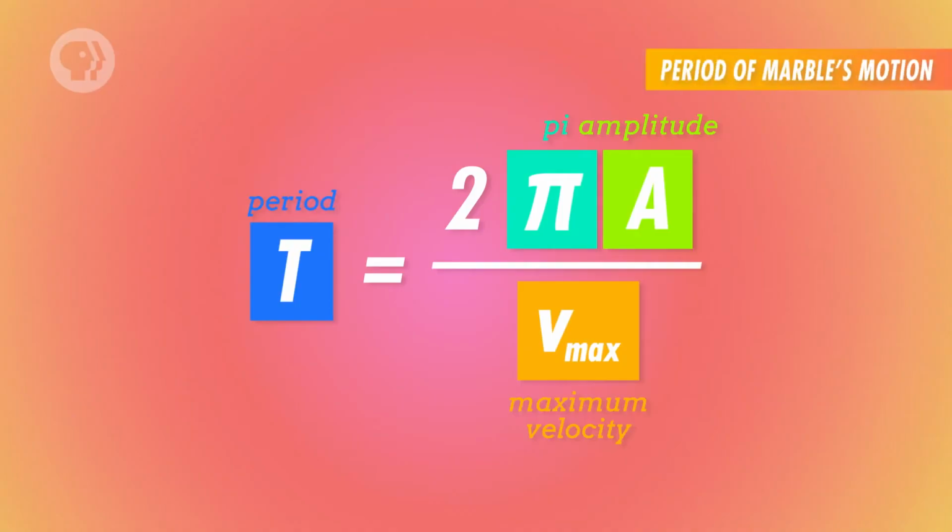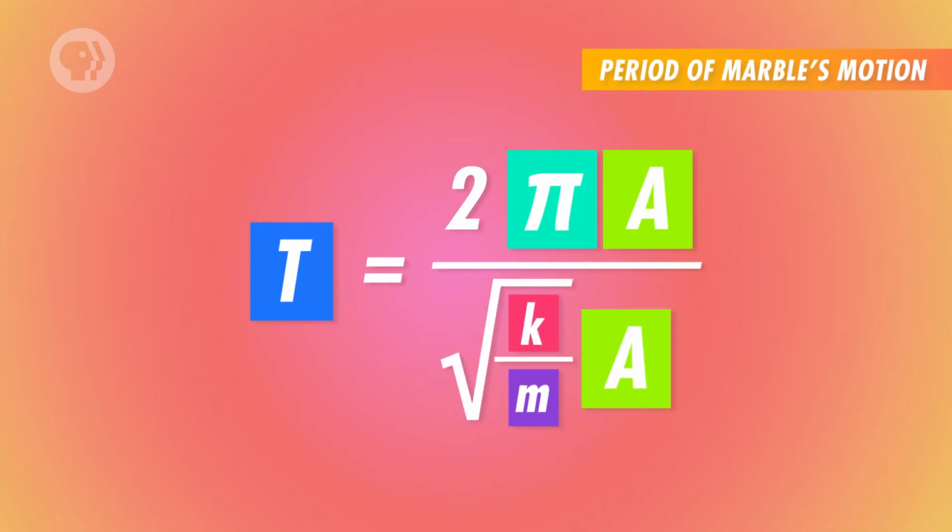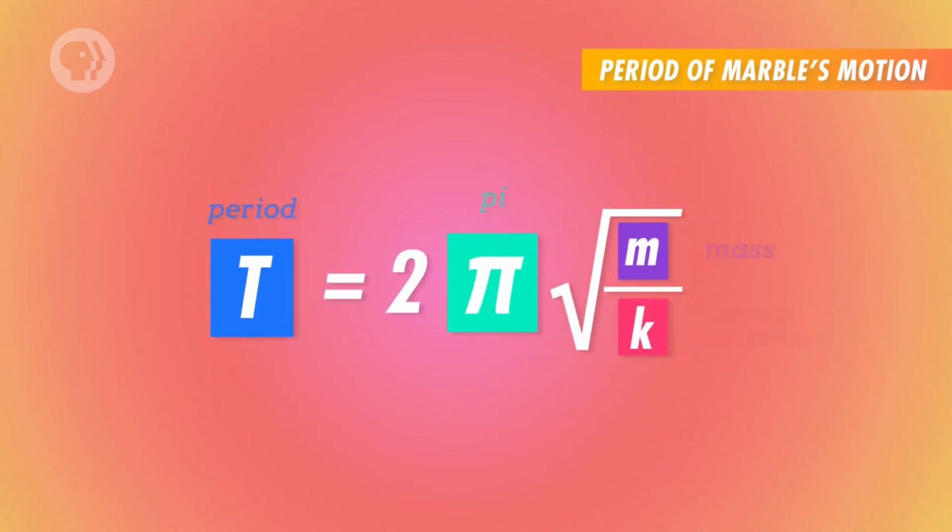And we can simplify that equation since we know that the maximum speed of the ball is equal to the amplitude times the square root of the spring constant divided by the mass. So the period of the marble's motion around the ring is equal to 2 pi times the square root of m over k. Now we've also talked about the frequency of uniform circular motion.